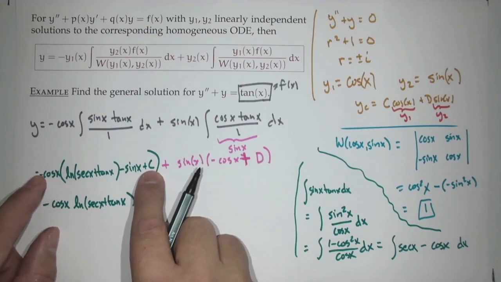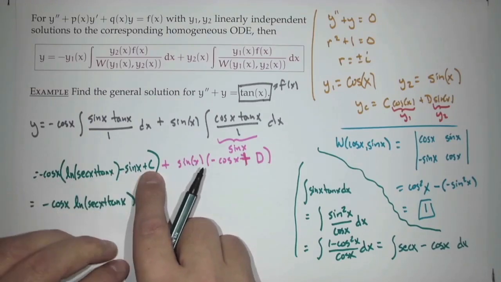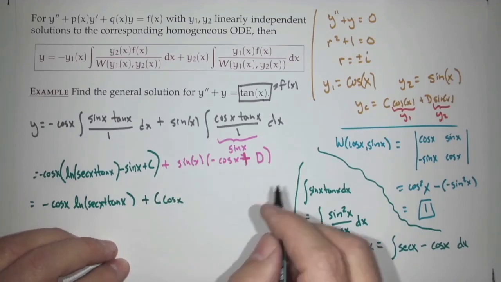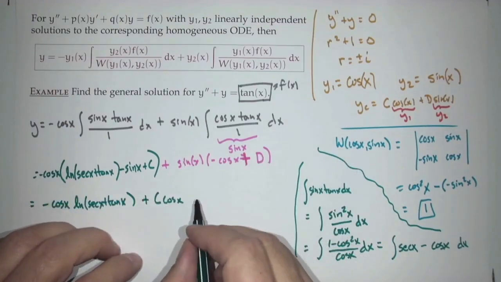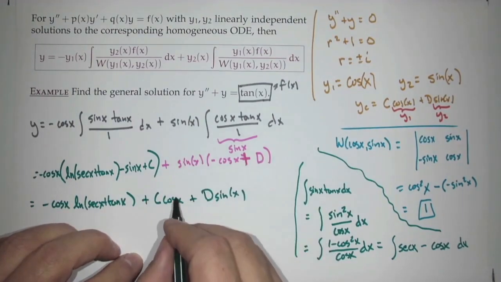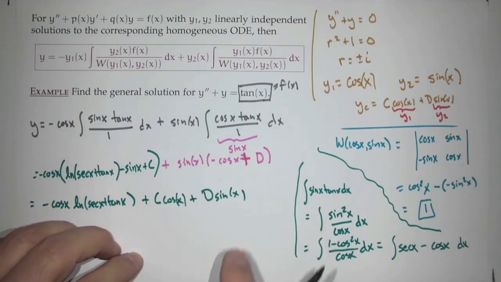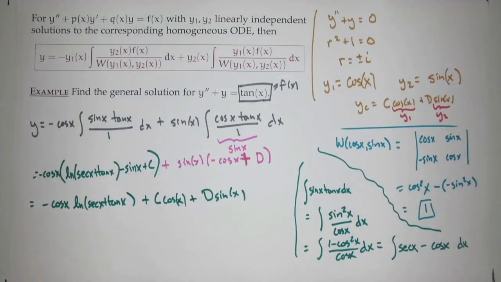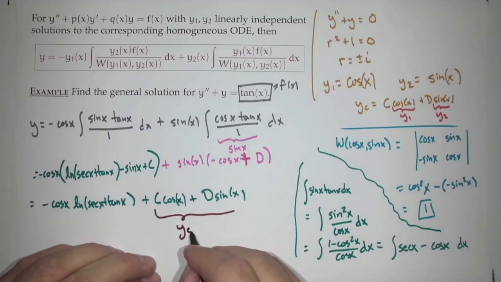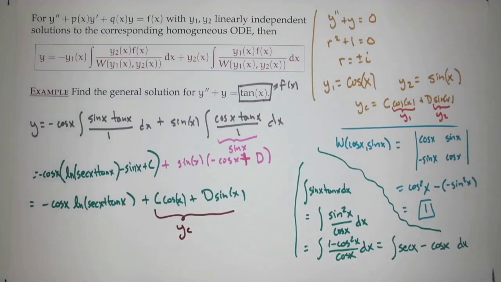Cool. Okay, now we have c times cosine x. You might say there's a minus, but what can we do with that minus? Put it into the c. C is good at absorbing constants. So c cosine of x. And then this other constant, d sine of x. Now, have we seen c cosine x plus d sine of x anywhere else? Yeah, up here. So this part, this is the y sub c. In other words, that's the part coming from the homogeneous solution.